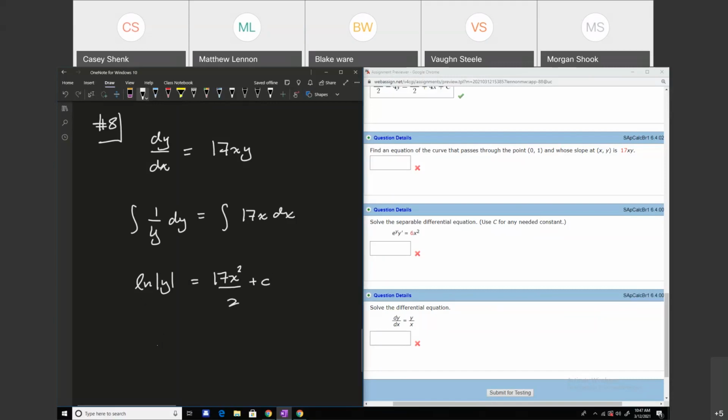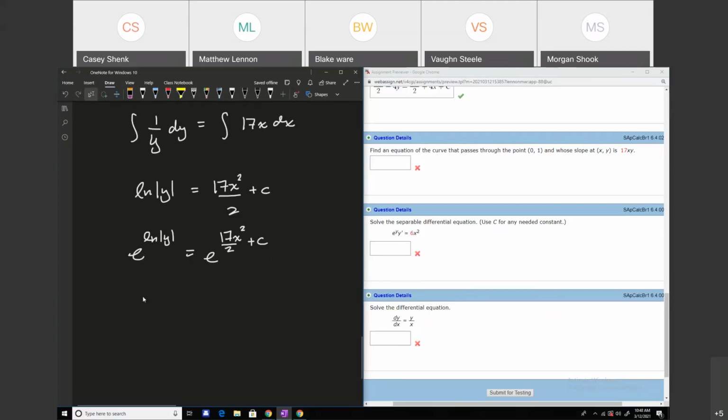So if we want to solve for y, our curve here, we would exponentiate both sides. e to the natural log of y is equal to e to the 17x squared over 2 plus whatever this constant is. So that's our function: y is equal to e to the 17x squared over 2 plus this constant. And now the point is we want to plug in 0 for x and 1 for y to figure out what c is. So 1 for y is equal to e to the 0 plus this constant. So 1 is equal to e to the c.